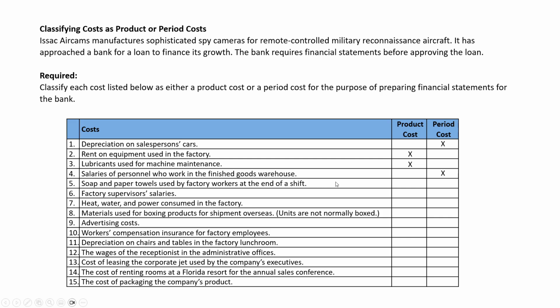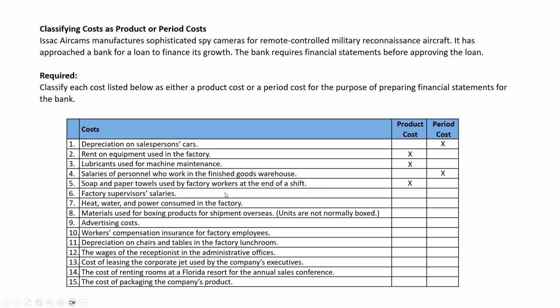Number 5, soap and paper towels used by factory workers at the end of the shift. You might have said administrative, but it's not related to the general management of the company. Because this is utilized by our factory workers indirectly as part of the manufacturing process, it is going to be a product or manufacturing cost. In particular, it's not direct materials because it doesn't become an integral part of the finished product. It's going to be manufacturing overhead, just an indirect cost, keeping those factory workers happy so they can continue to work.